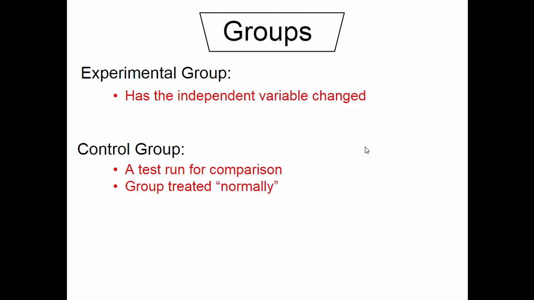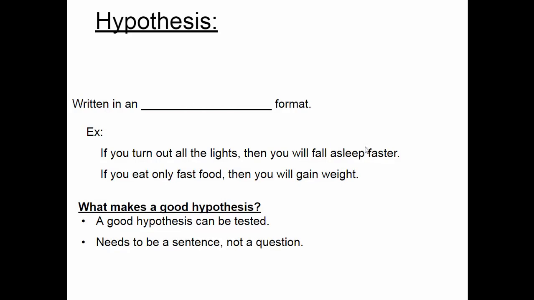So let's just finish up here talking about our hypothesis. We've already described what a hypothesis is. It's your prediction. It has to be testable. It's your testable explanation about what will happen in your experiment. It's not necessary, but it's often helpful to write your hypothesis as an if-then statement. For example, if I turn on all the lights, then you'll fall asleep faster. That's a hypothesis to be tested.